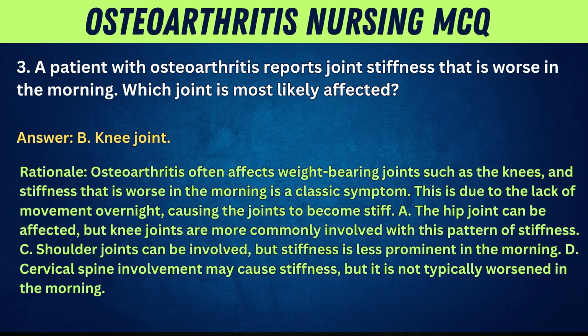A. The hip joint can be affected, but knee joints are more commonly involved with this pattern of stiffness. C. Shoulder joints can be involved, but stiffness is less prominent in the morning. D. Cervical spine involvement may cause stiffness, but it is not typically worsened in the morning.